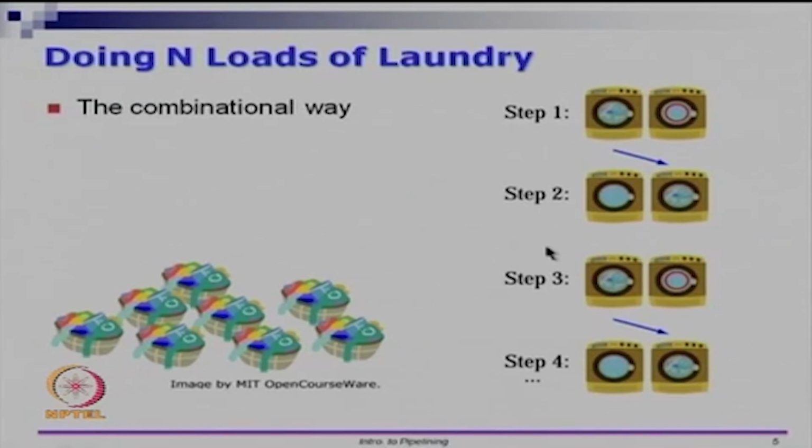Then in the 90th minute I will take the second load, put it in the washer, that will take 30 minutes. So, 120 minutes overall, plus another 60 minutes to dry the second load. So, in 180 minutes I will finish 2 loads. So, if I want to finish n loads, then I will take n into 90 minutes.